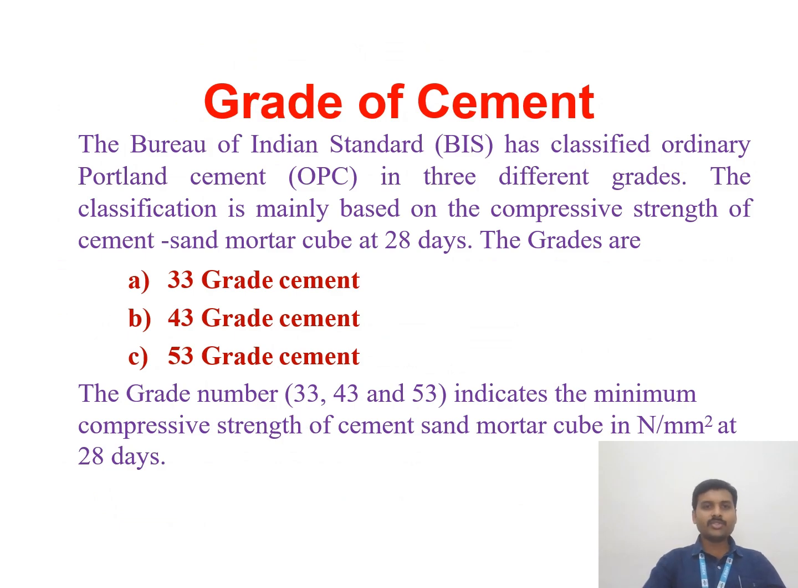Last one, we are going to see about rapid hardening cement. Rapid hardening cement is another type of cement which sets very rapidly. These are the different types of cements that can be used for construction purposes. Today we are going to conclude our lecture about the different types of cement.